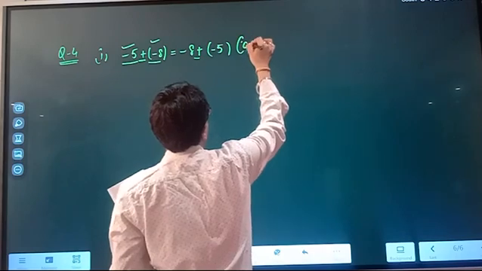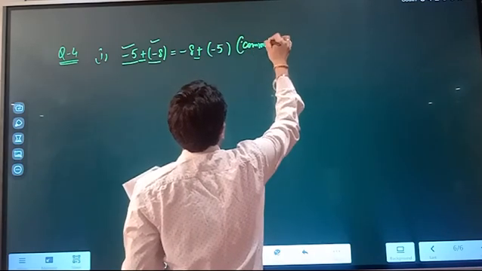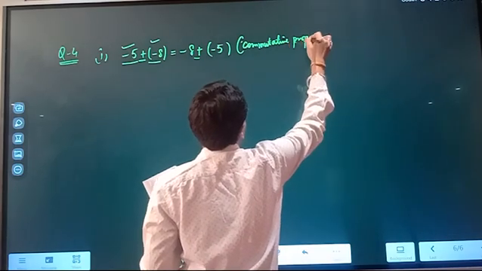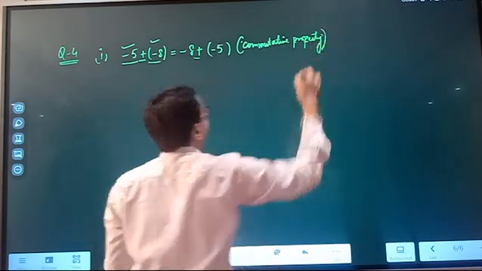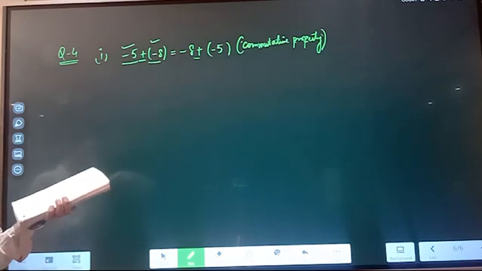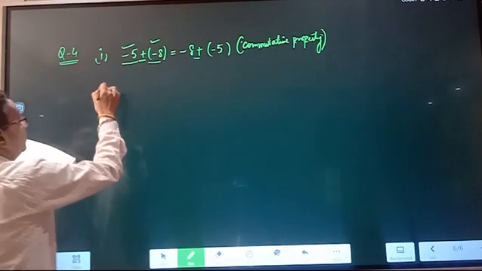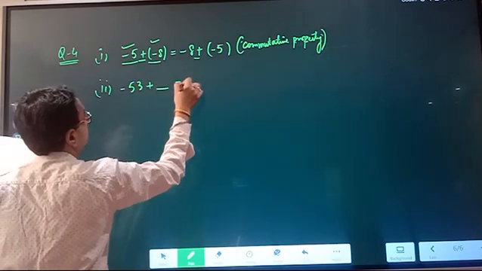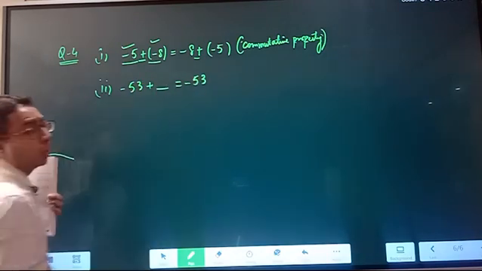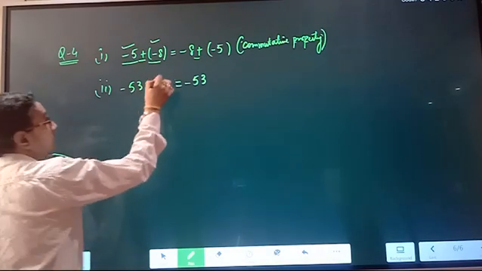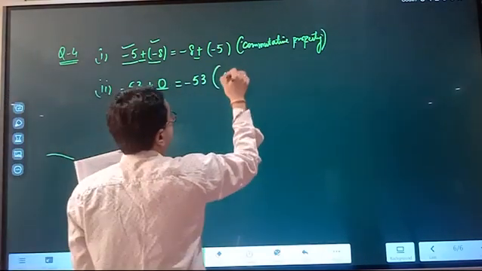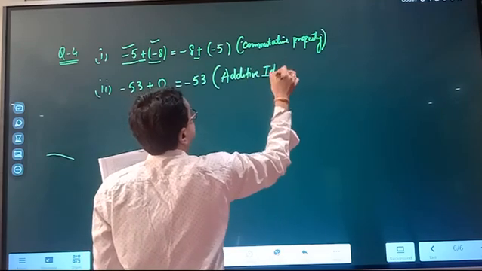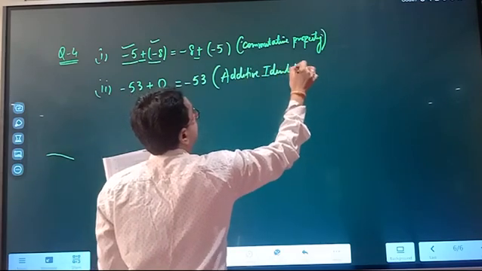And write down in the bracket which property you followed. That's the commutative property. You have to write the property, though it is not given, but you will mention the property. You followed the commutative property. Similarly, B part, second: minus 53 plus dash is equal to minus 53. What number shall I add? That's very good. That's 0. Which property? Additive identity. Are we clear with this?